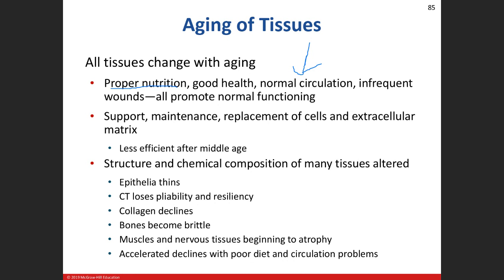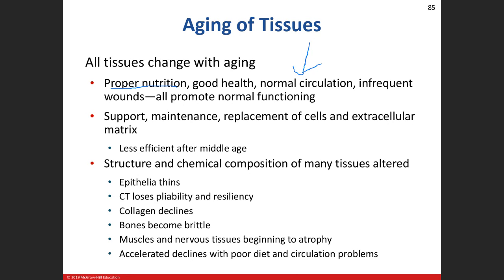So as we get older, the support, maintenance, the replacement of cells, and the replacement of the extracellular matrix starts to become less efficient. Think of it like this: older people can't run as fast as they used to when they were 20. Well, guess what? Older cells, older tissues cannot metabolize or function as fast as they used to. They might still be able to function, but they won't be able to do it as well. So things start to degenerate, and our tissues undergo that same type of degeneration over time, especially as they get older.